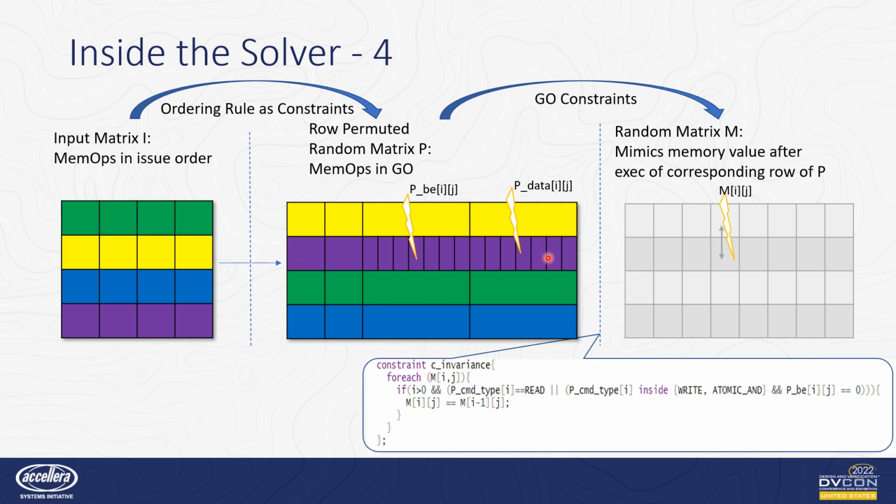The final constraint says that if row i of P is a read, then the data at this row i and i minus 1 of M will not change. And similarly, if row i of P is a write and certain bytes j have byte enable holes, then for those bytes the data won't change across the consecutive rows.